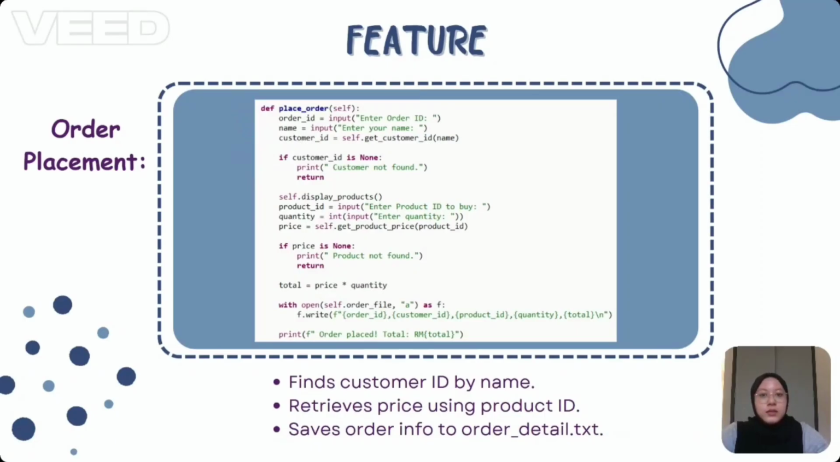So it is for the users to input their name. The system uses get customer ID to check if the customer exists. If not found, the process is stopped to prevent invalid orders.